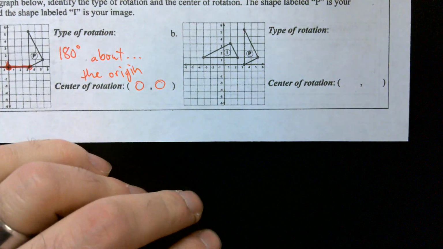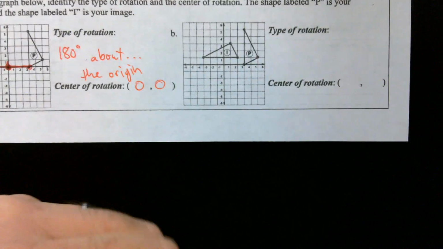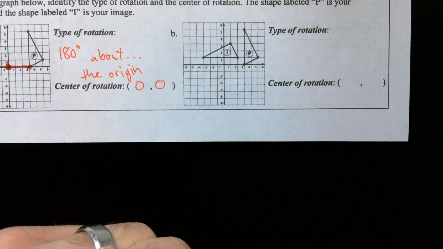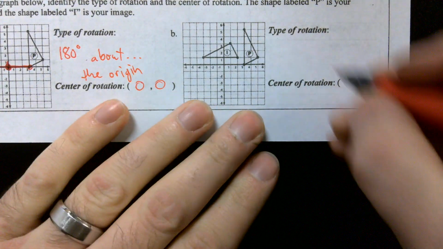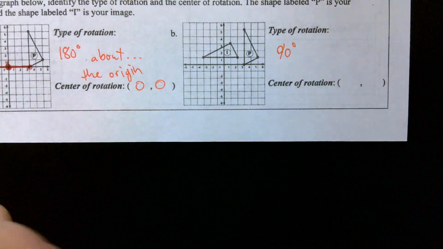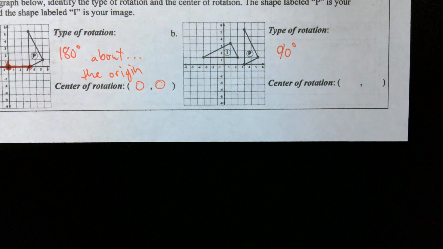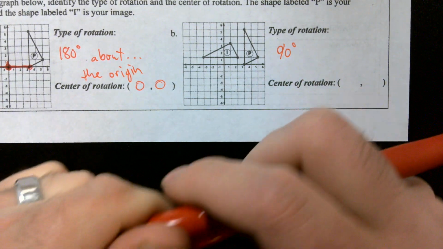Part B, type of rotation here. How many degrees does that look like? I love that you said 270, Tyler. You're absolutely right. I'm going to go with 90, though, just because it's easier. But 270 is not wrong. We just got to make sure that the direction is right. Yeah, Alex? 90 degrees.